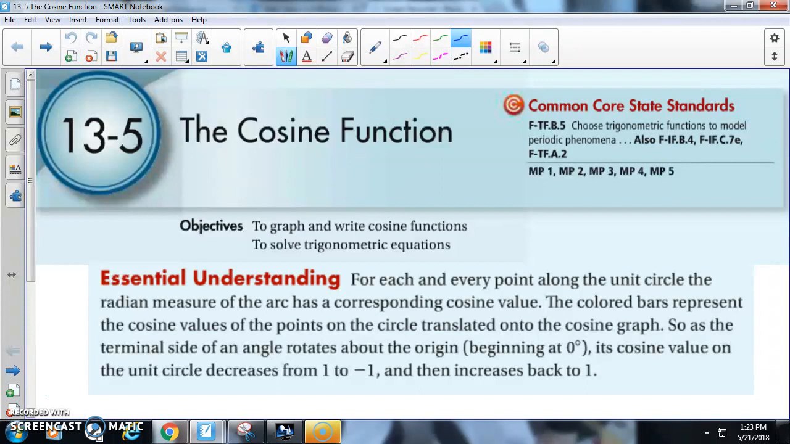For each and every point along the unit circle, the radian measure of the arc has a corresponding cosine value. The colored bars in our next slide will represent the cosine values of the points on the circle translated onto the cosine graph. So as the terminal side of an angle rotates about the origin, beginning at 0 degrees, its cosine value on the unit circle decreases from 1 to -1, then increases back to 1.